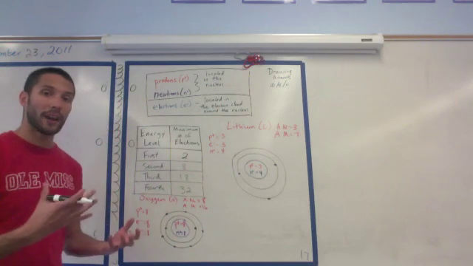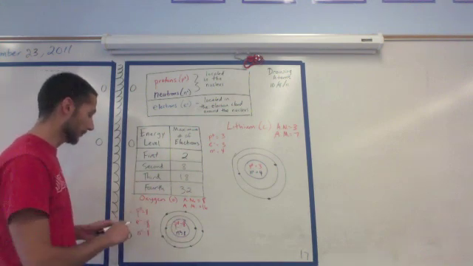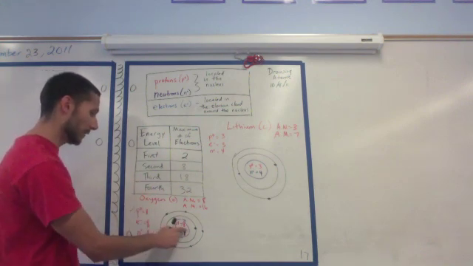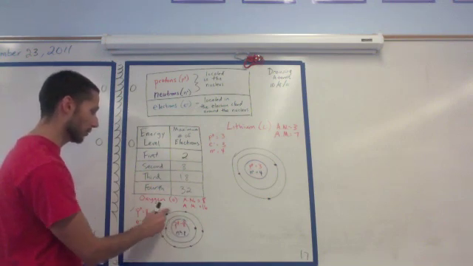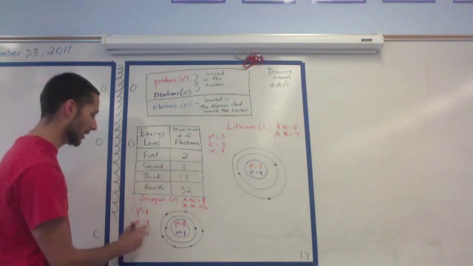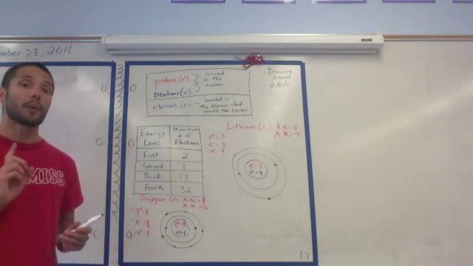Excellent. So I'm going to go back and just check to make sure everything's okay. I've got 8 protons. Check. I've got 8 neutrons. Check. I've got 8 electrons. 1, 2, 3, 4, 5, 6, 7, 8. Check. Very good. Okay, let's try one more.